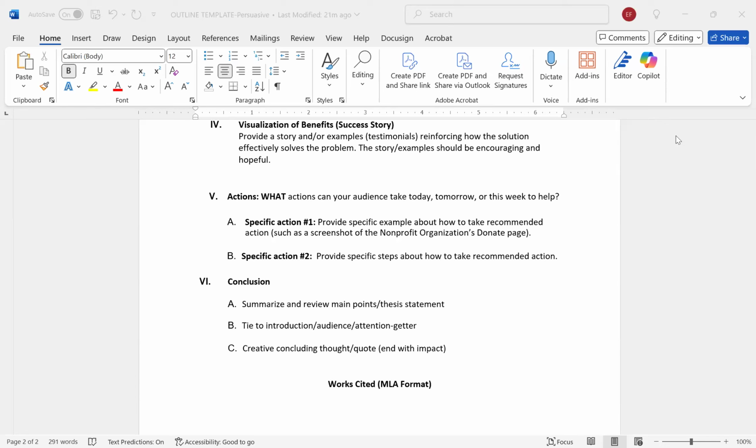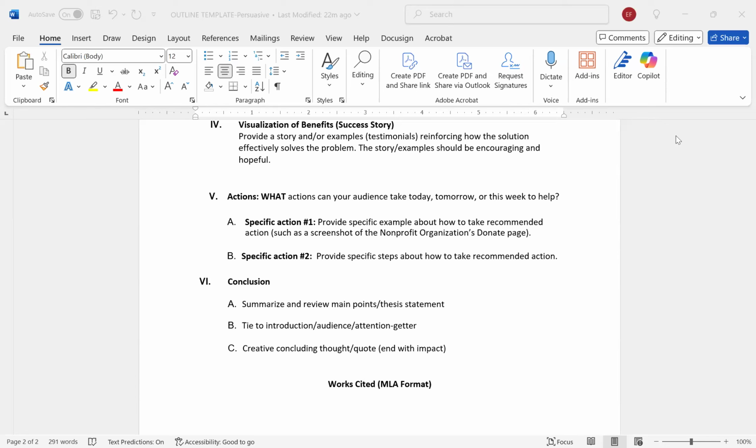And then finally, after you've done that, which is one of the most important parts, which are the action steps, then you're going to summarize and conclude your speech in an eloquent way and a creative way. First of all, you're just going to summarize and review the main points. And again, that can just be a quick review of the problem and solution that you've addressed in your speech. Then you're going to tie back the conclusion to the introduction.